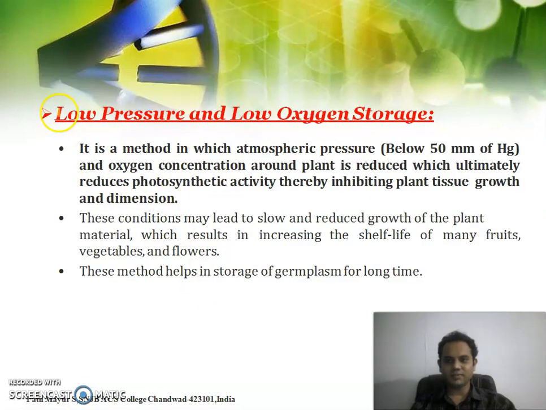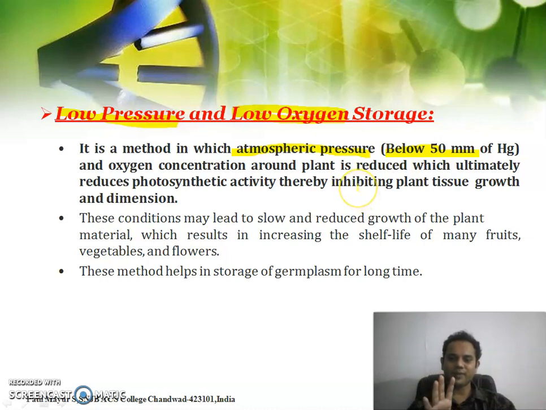The second type of preservation method is low pressure as well as low oxygen storage. In this method, the atmospheric pressure is reduced to below 50 mm of Hg, that is mercury. The oxygen concentration around the plant is also reduced, because if oxygen is provided, then metabolic processes start to occur, decomposition and breakdown of glucose will take place, and that will automatically deteriorate the material.